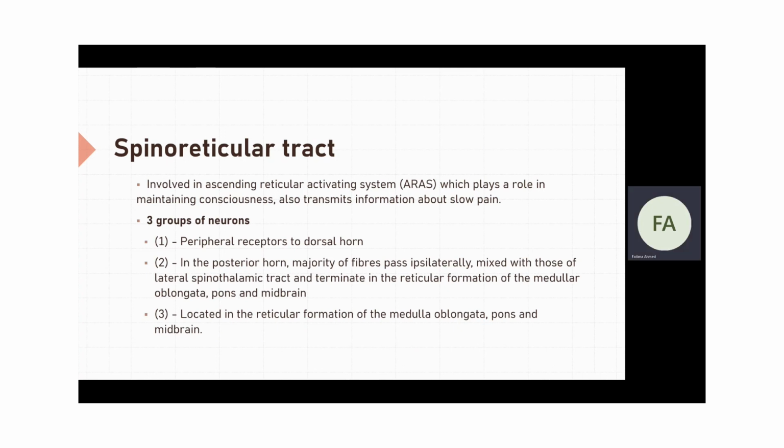The spinoreticular tract is involved in the ascending reticular activating system, which plays a role in maintaining consciousness and also transmits information about slow pain. Again, the pathway is made up of 3 neurons. The first order neurons travel from the peripheral receptors to the dorsal horn. From here, the second order neurons ascend the spinal cord as the spinoreticular tract in the lateral white column, mixed with the lateral spinothalamic tract. Most of the fibers remain uncrossed, but some do decussate, and they terminate by synapsing with the third order neurons located in the reticular formation in the medulla oblongata, pons, and the midbrain.